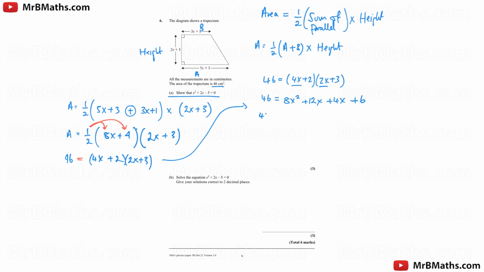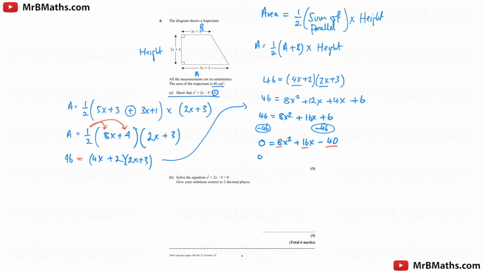So if I now collect the like terms, I'm going to have 8x squared plus 16x plus 6. I need to make it equal to 0. So I'm going to take away 46 from both sides. 0 equals 8x squared plus 16x, and 6 take away 46 will give me minus 40. You can then see that there's going to be a highest common factor link between these three numbers, and that highest common factor is 8.